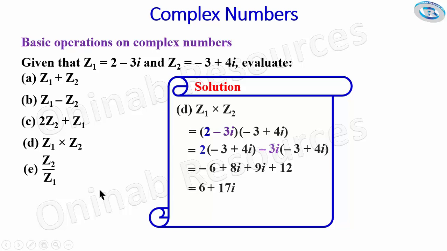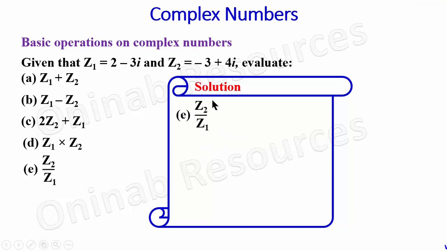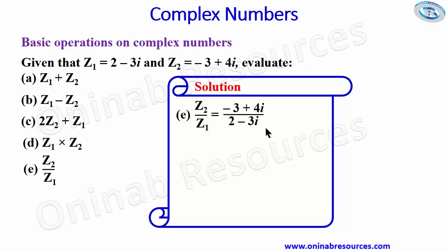So we go to the E part of the problem. For E, we have Z2 divided by Z1. So we are going to have it as Z2, which is negative 3 plus 4i over 2 minus 3i. That's what we call the conjugate of complex numbers, like we saw in the conjugate of binomial surd. What we just do is to make the denominator a real number. And the only way we can do that is to multiply this denominator by the conjugate of this complex number.